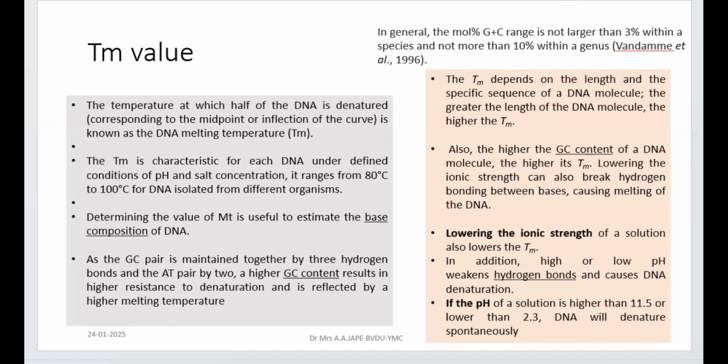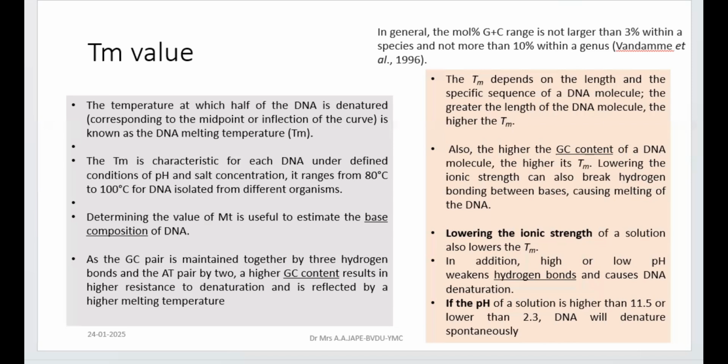Similarly, when the pH is very high or very low, then again you are going to have easy denaturation. So when you are calculating the Tm value, you have to define what the ionic strength of the buffer is and what pH you are using. Otherwise, the Tm value for the same DNA would differ depending upon the buffer, pH and ionic strength conditions that you choose.